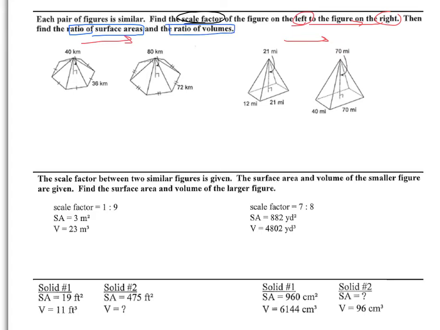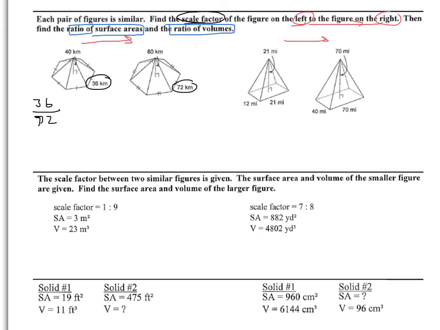Now we found out in previous videos that if we knew the original scale factor, we can find the other two. So since they say left to right, we're going to find our scale factor. I want to match up my corresponding sides. I have two sides to choose from. I'm going to choose the base of 36 and 72. So 36, again, left to right, over 72.